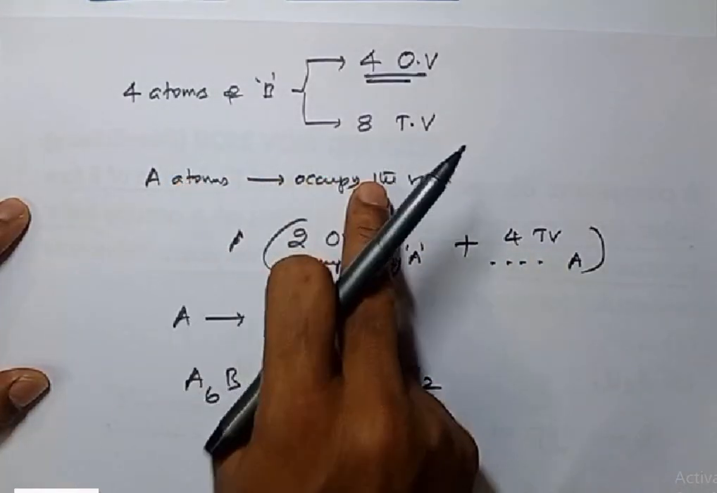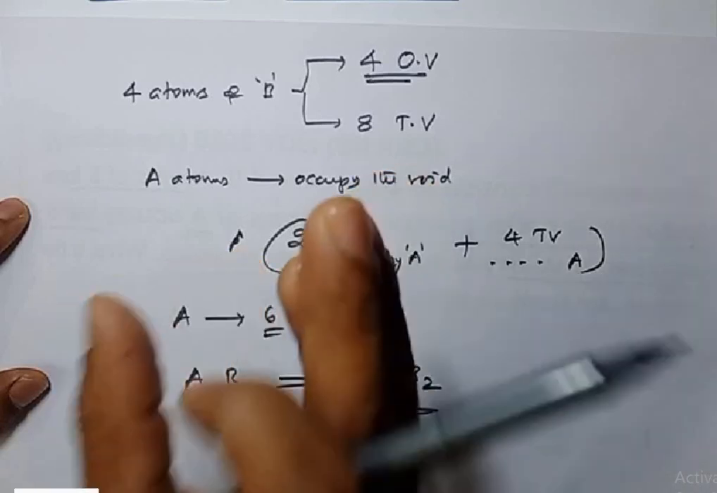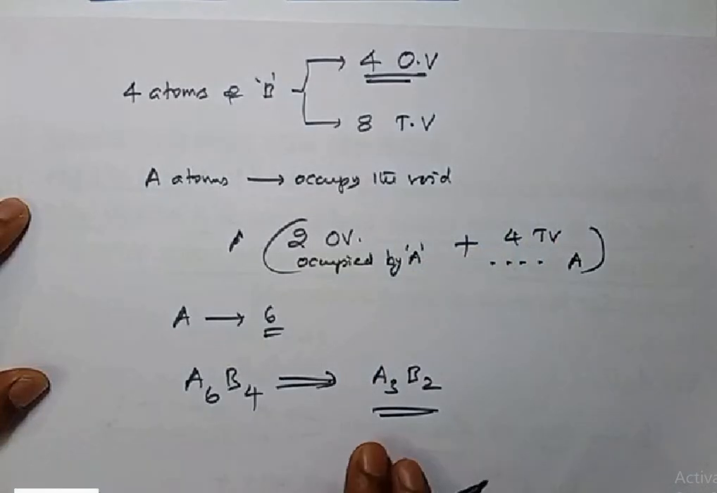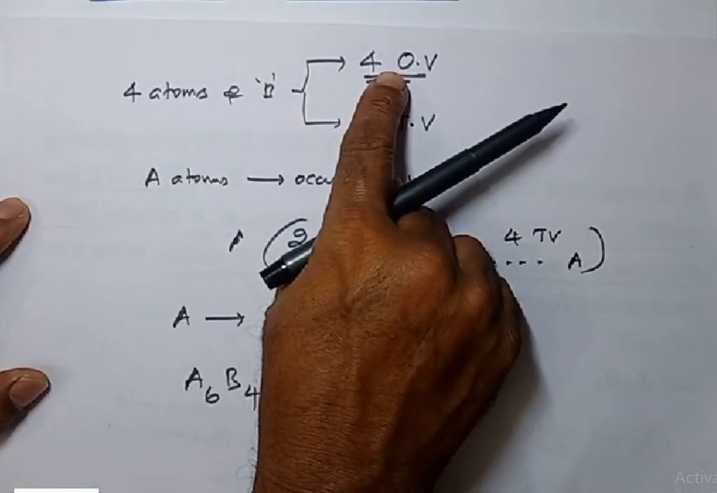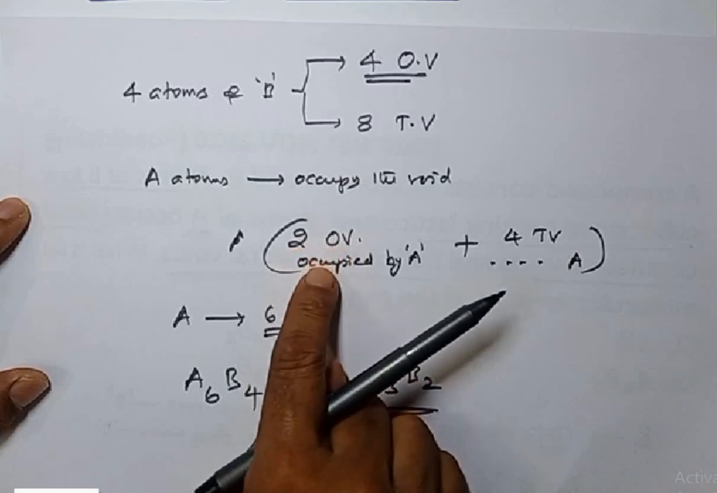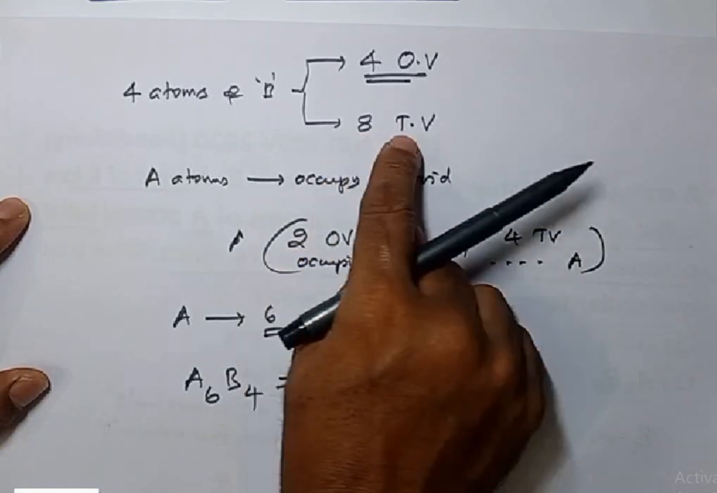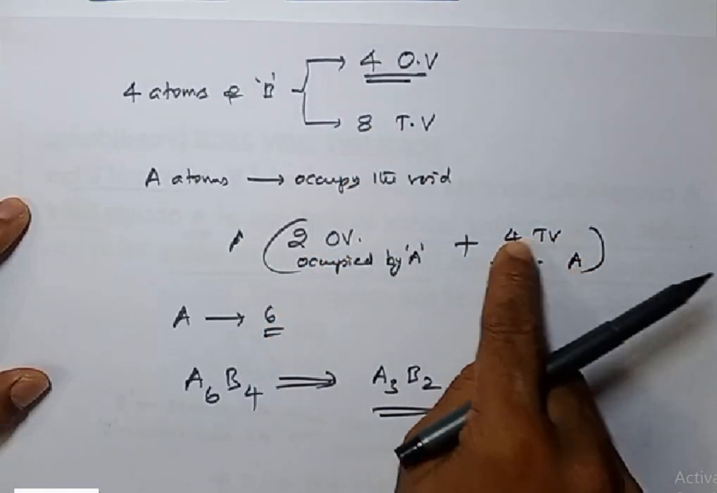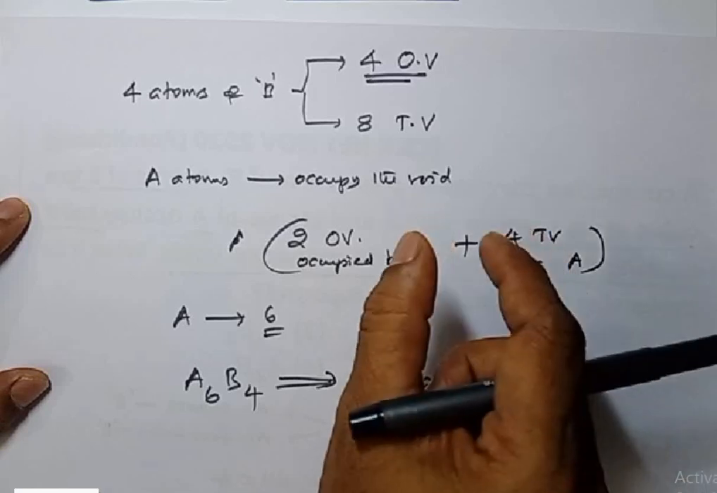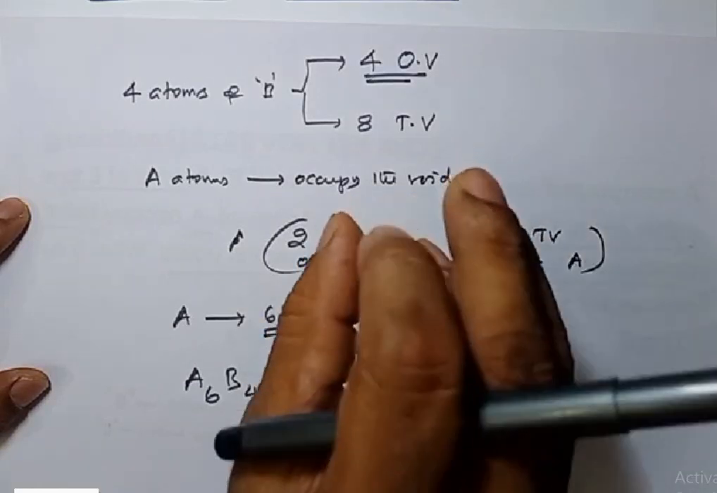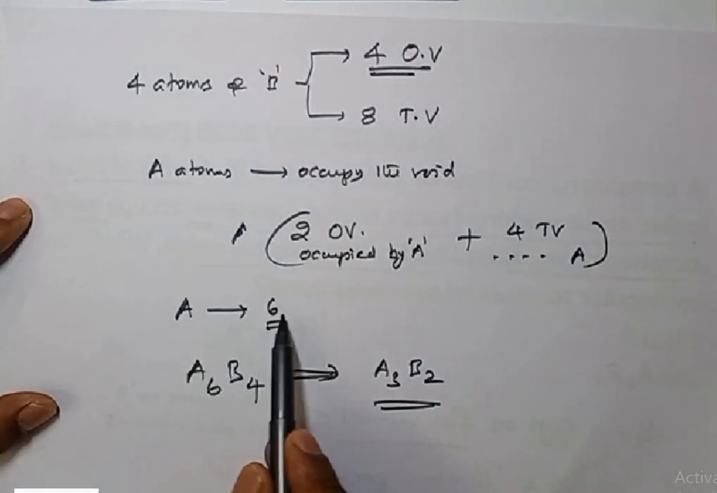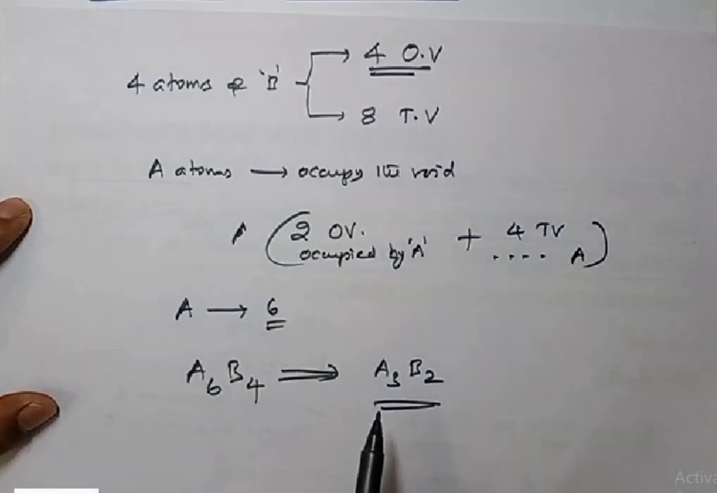A atoms occupy the voids, but how? Half of the octahedral voids are occupied by A atoms and half of the tetrahedral voids are occupied by A atoms. So, we have 4 octahedral voids, half means 2. So, 2 octahedral voids are occupied by A. Then we have 8 tetrahedral voids, half means 4. So, 4 tetrahedral voids are occupied by A atoms. So, totally 4 plus 2, 6 atoms of A occupy the voids. So, the number of A atoms in the unit cell is 6. So, what is the formula? A atoms 6, B atoms 4.